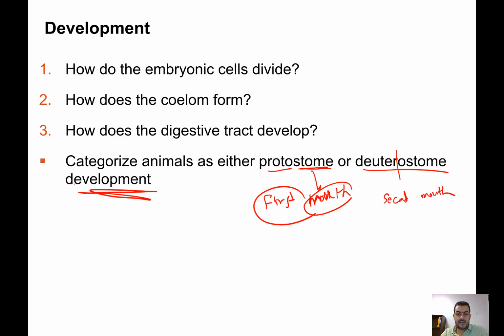So this is the question that we are trying to answer in the following slides. How do the embryonic cells divide? How does the coelom form? And how does the digestive tract develop? You can say that this question means: did the mouth appear first in terms of development, or did the mouth appear second in terms of development?